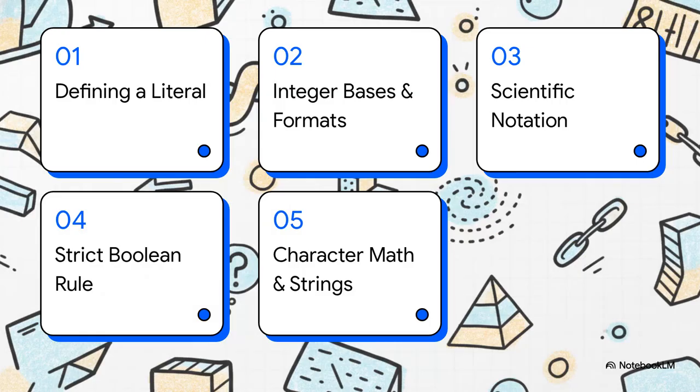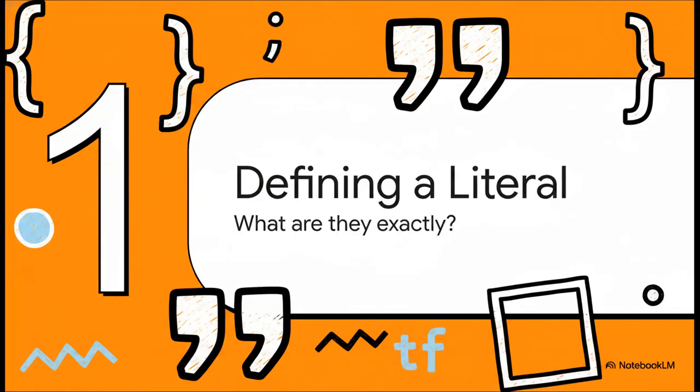So here's our roadmap for this explainer. First, defining a literal. Second, integer bases and formats. Third, readability in scientific notation. Fourth, the strict Boolean rule. And fifth, character math and strings. All right, let's jump right into section 1, defining a literal.